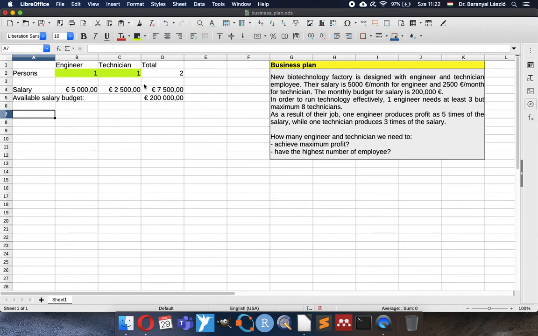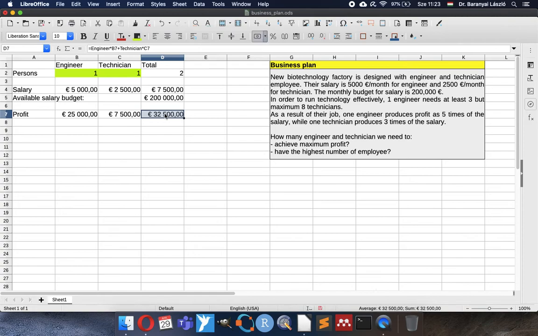Okay, what else we know? If we stay in the field of money, we know how much profit they make. So the profit will be for engineers 5 times of the salary. For technicians, it will be 3 times of the salary. And now you can see what is the advantage of our calculation. I just copy this equation here, and now we have the result. The number of engineers multiplied by their profit, the number of technicians multiplied by their profit. So we know how much profit they produce if we have only one engineer and technician together.